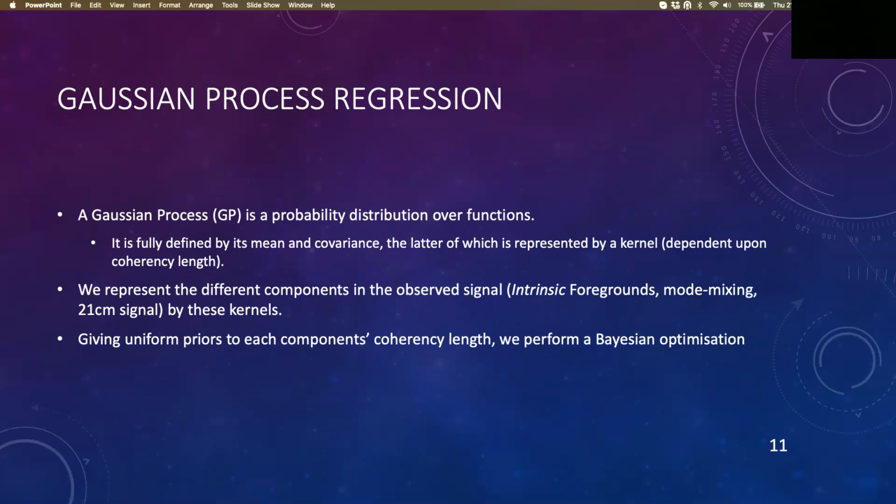GMCA has been used in the past by Patel et al. 2017. Now, the main goal of this paper is to compare the 3 foreground removal techniques to see which is best.